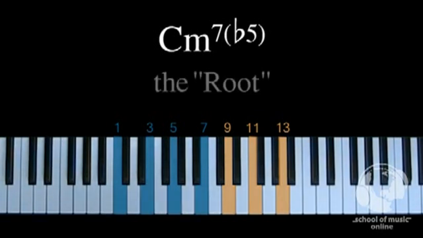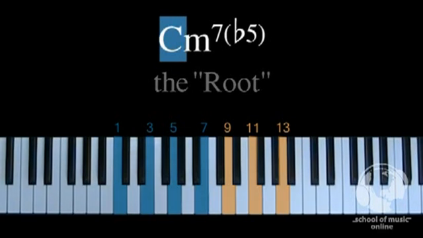Firstly, the root. The root note is the very first thing you see in a chord. In this case, C. It tells us that we're going to build a minor 7th chord with a flattened 5th from the note C. Every chord has a root note first, and it could be one of 12 options, right? 12 notes, 12 possible root notes for our chords.